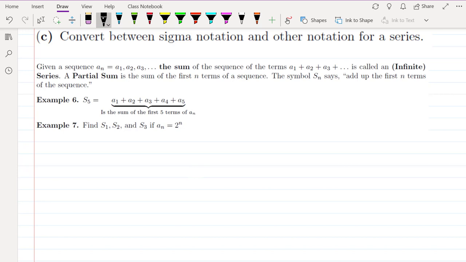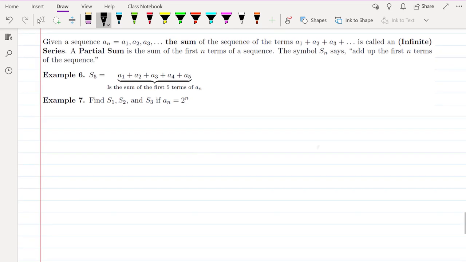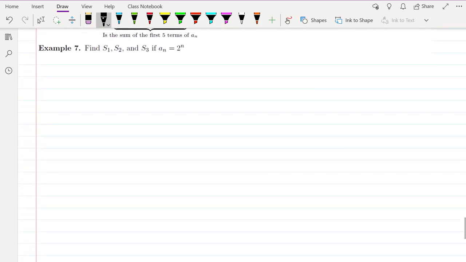So let's start with a slightly simpler question, which is a partial sum, which is the sum of the first n terms of a sequence. And this will always exist. So the symbol s sub n says add up the first n terms of a sequence. So s sub 5 would say add up a1 plus a2 plus a3 plus a4 plus a5. All right, let's go ahead and look at a concrete example.